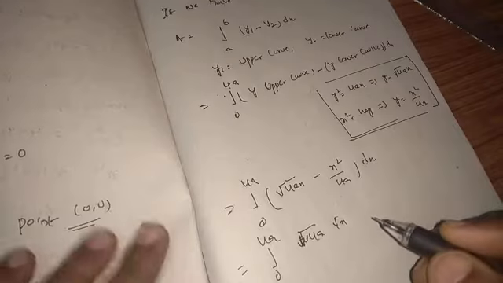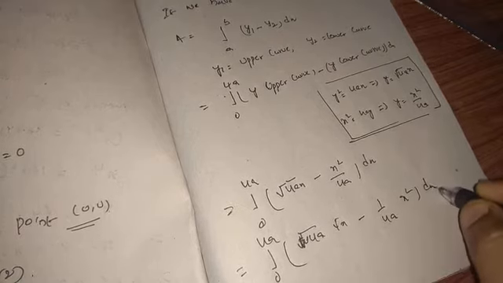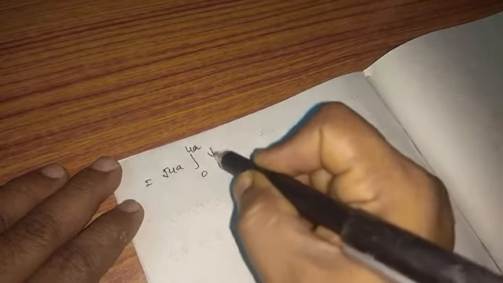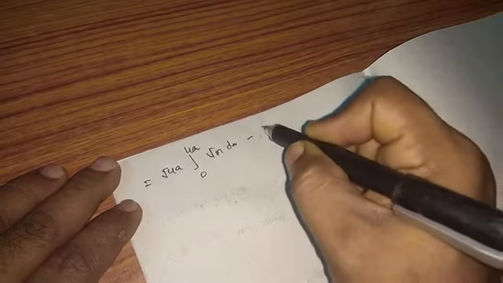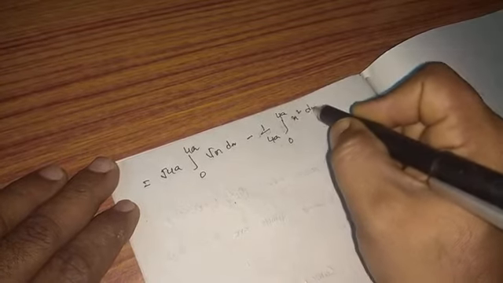So therefore, root 4a is a constant into root x minus 1 by 4a into x square. So we separate that integration: root 4a, integral from 0 to 4a, root x into dx, minus 1 by 4a, integral from 0 to 4a, x square into dx.